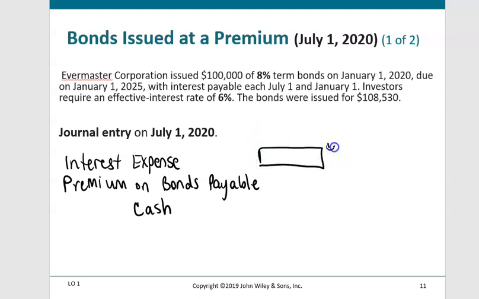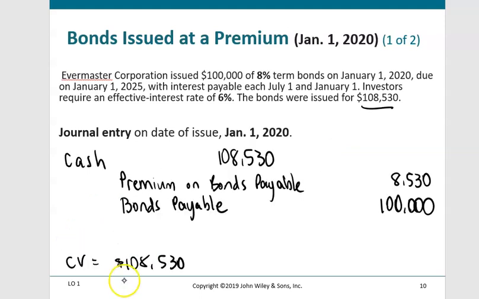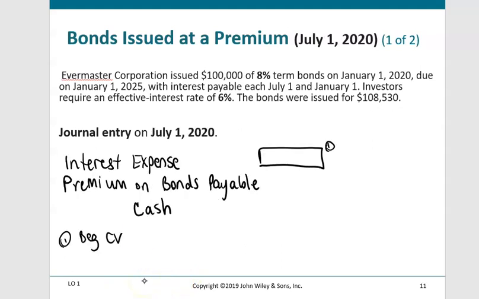The amount of interest expense, let's calculate that down here. We take the beginning carrying value, which was the carrying value at issuance, 108,530.